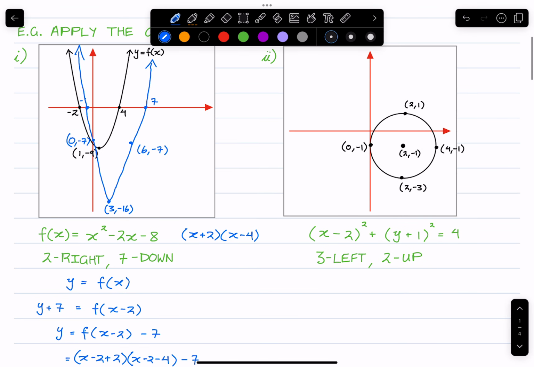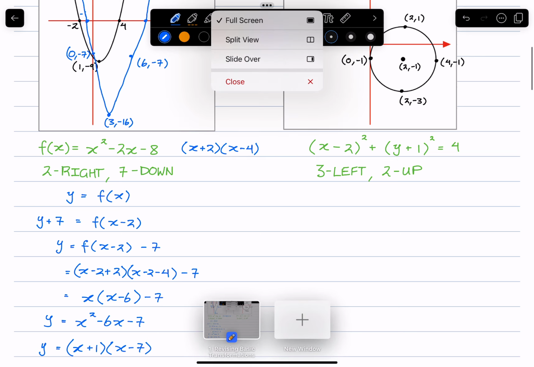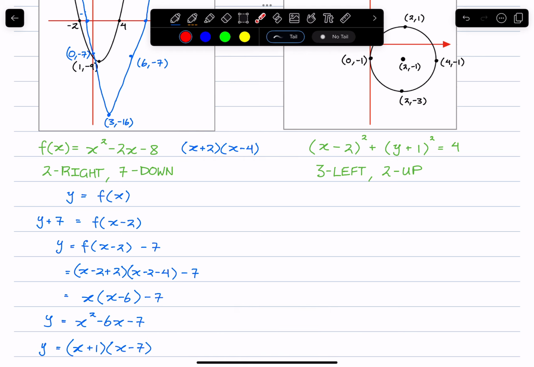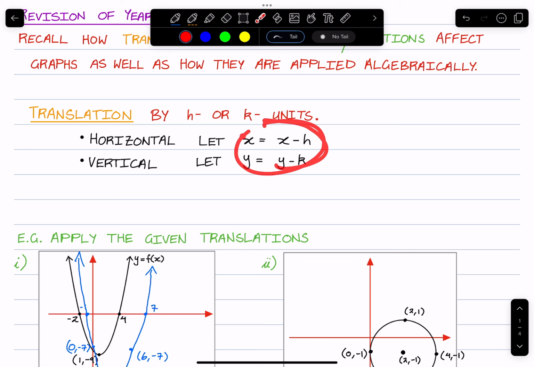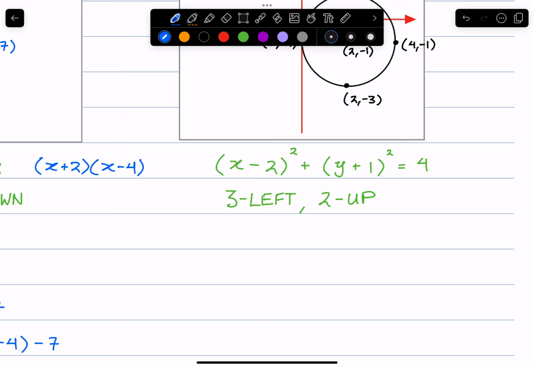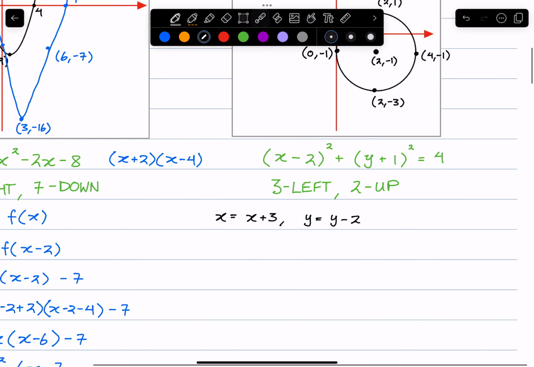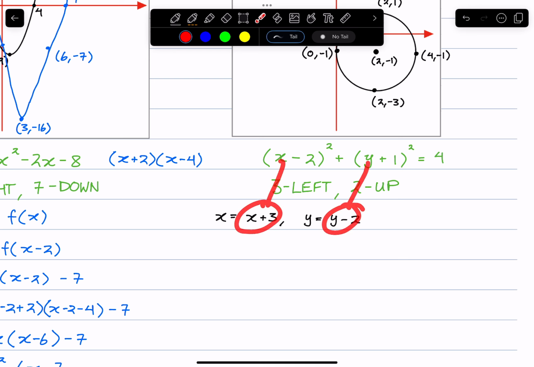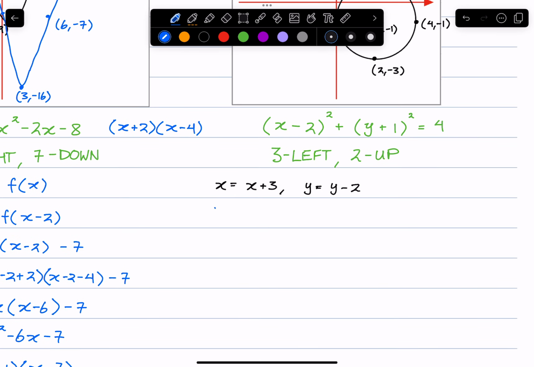Now let's apply this to something that is not quite a function, where we can't really use this notation, but you'll see how we can still substitute that, like this substitution here. So let's do it for this one. Now, 3 units left, x will become x plus 3. And 2 units up, y will become y minus 2. So when we substitute these back into our expression, not into the function, it becomes, let's take a look.